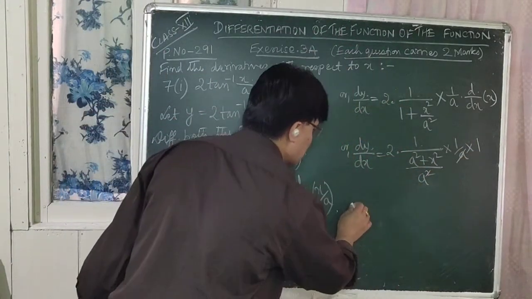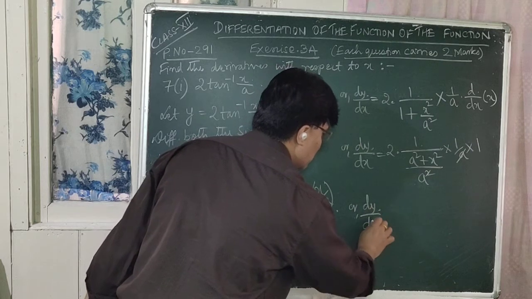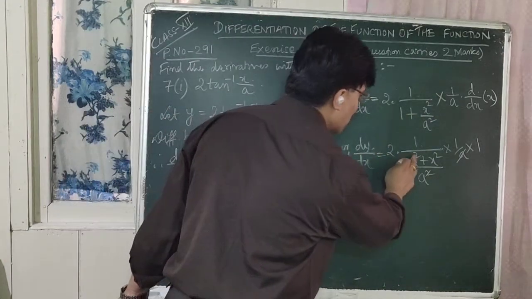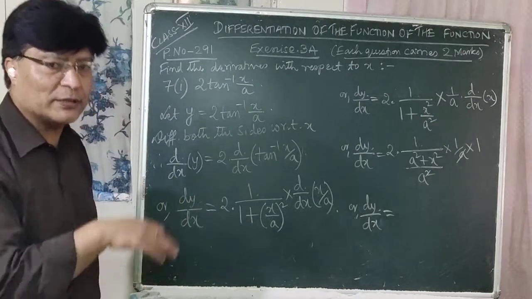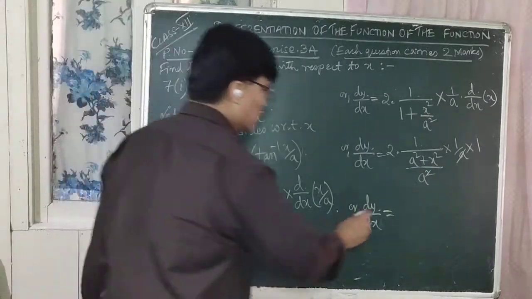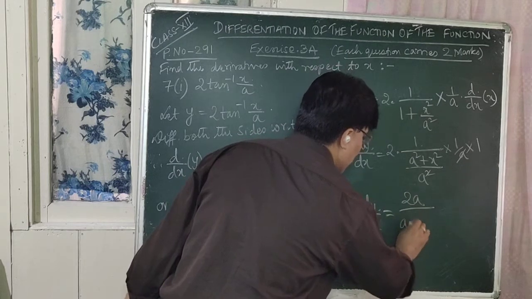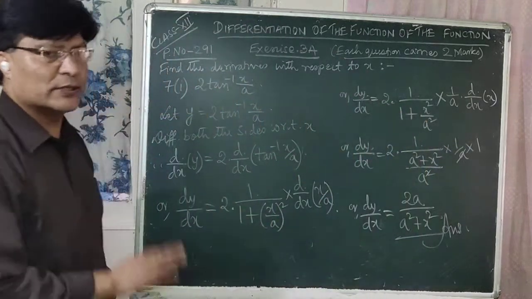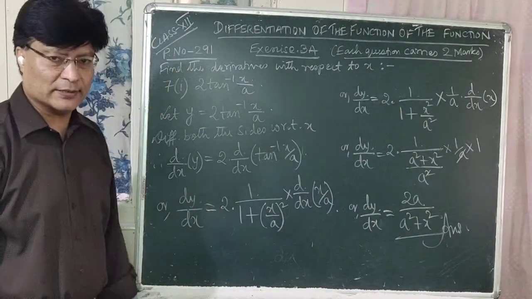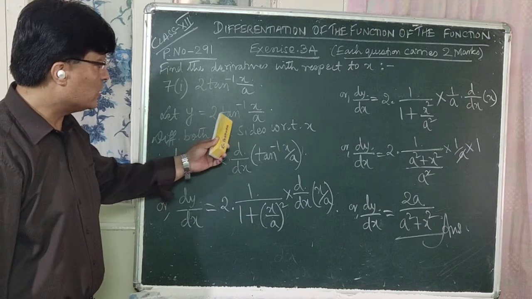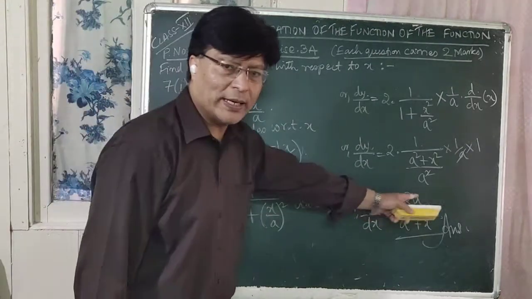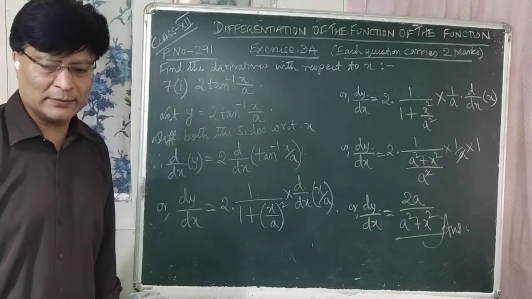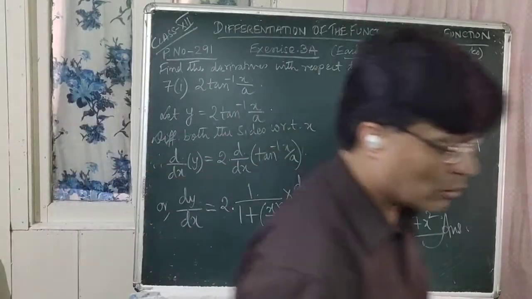A and a square get cancelled. So what is the value for dy by dx now? So dy by dx is equal to, now a goes up in the numerator. So when this a square plus x square by a goes up in the numerator, it becomes upside down. That is 2a divided by a square plus x square. So is that clear to all of you? So this is your answer. So what is the differentiation of 2 into tan inverse x by a? It is 2a whole divided by a square plus x square. So this is the answer. Is that clear? So we'll do the next question now. You can copy it.